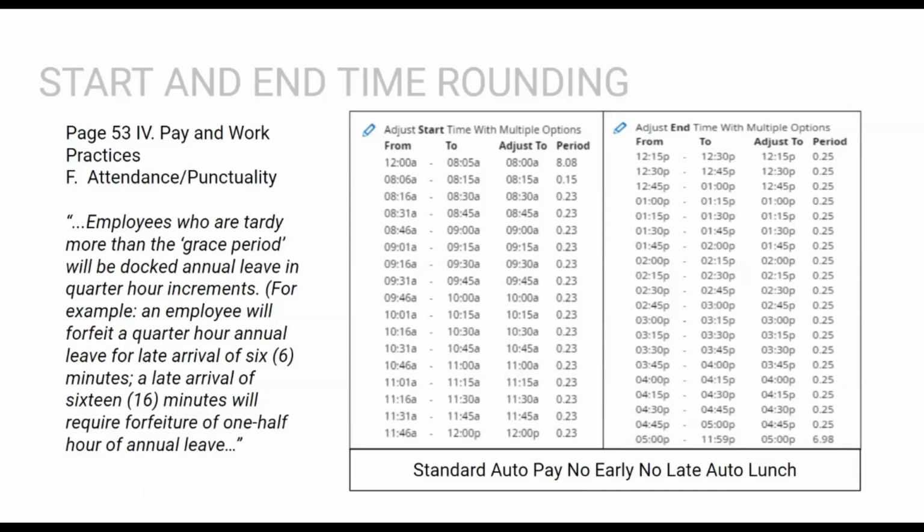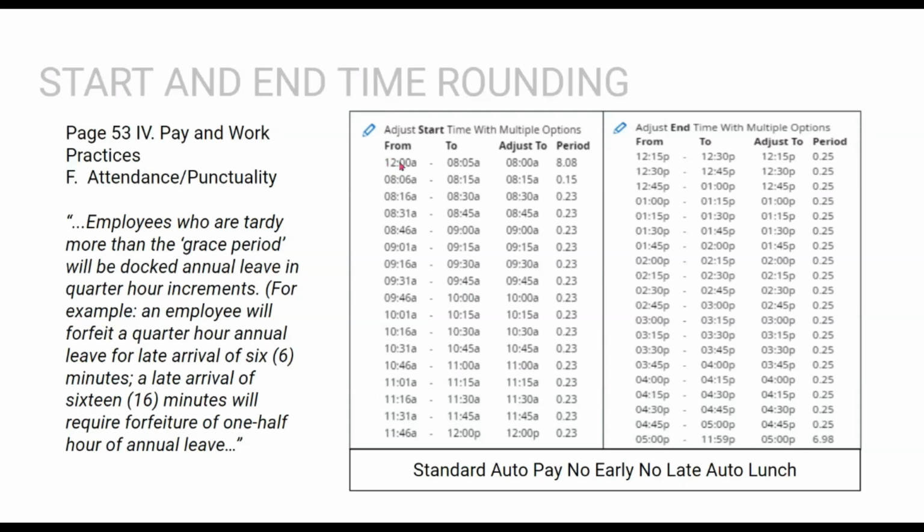So we can talk about raw versus calculated hours. And some of that I lifted from the personnel manual. Employees who are tardy more than the grace period are docked annual leave in quarter-hour increments. For example, an employee will forfeit a quarter-hour annual leave for late arrival of 6 minutes or more. So this is one of our pay calculation profiles that employees are assigned to. It's called standard auto pay, no early, no late, no auto lunch, or auto lunch. This is where the majority of tribal employees are assigned to this profile.